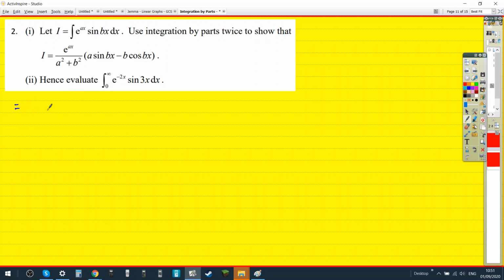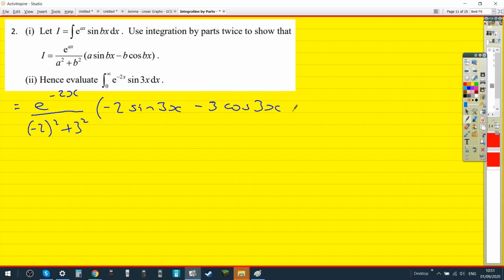So e to the minus 2x sine 3x. e to the minus 2x over minus 2 squared, which is just 4, plus 9. So plus over 13. And then that would be minus 2 sine 3x minus 3 cos 3x. And somehow you have to evaluate that from infinity to 0.